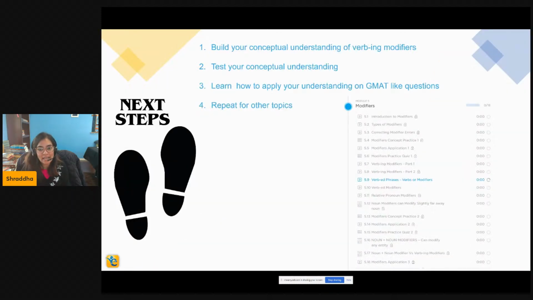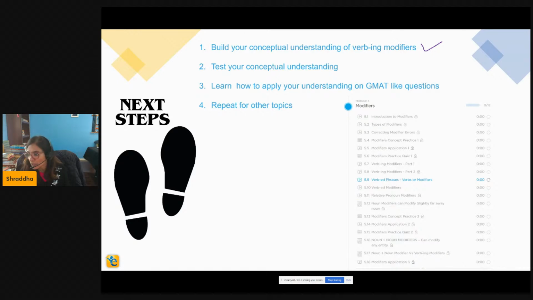Okay, next steps. What you should do in order to evolve, or in order to become a better version of yourself when it comes to verb-ing modifiers. Build your conceptual understanding. We did that a little bit over here, but if you want to get into the detail, definitely go to the free trial or take our course.